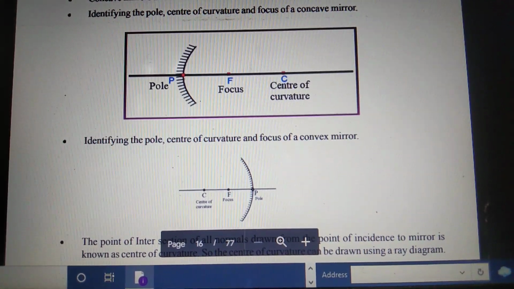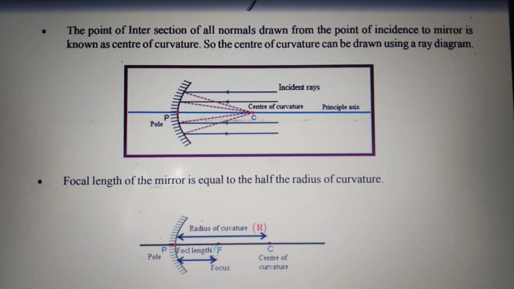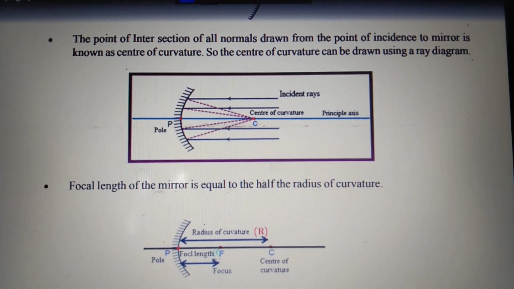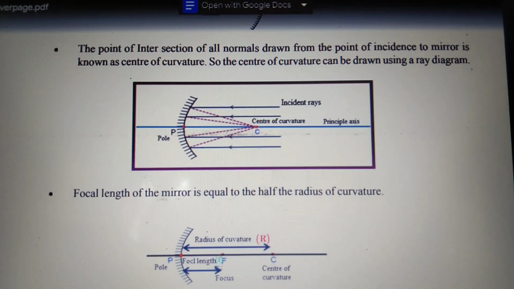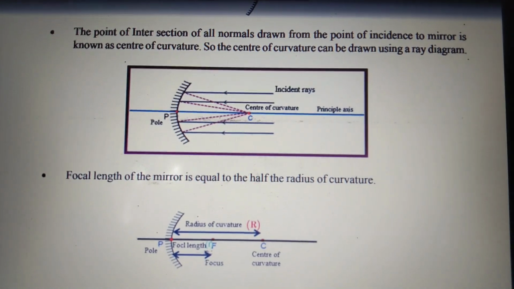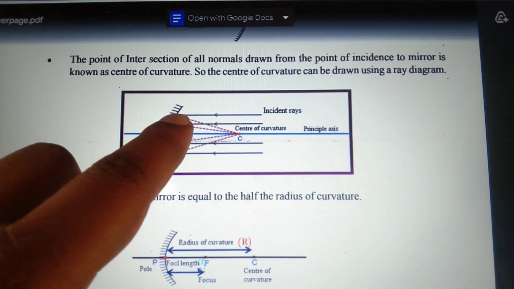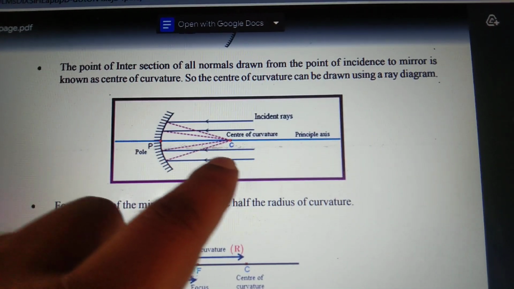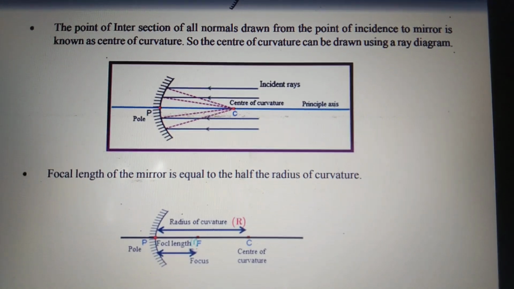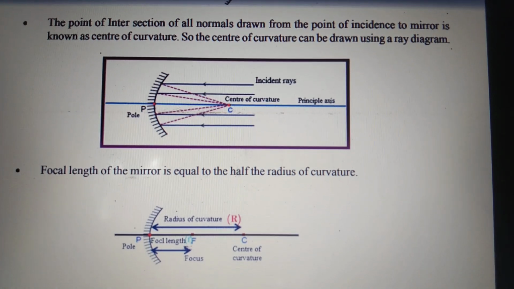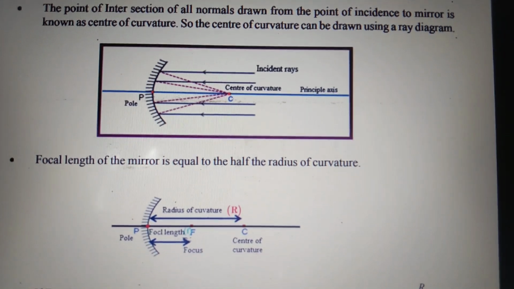Children, did you understand the difference between concave mirror and convex mirror? Yes. Now the point of intersection of all normals drawn from the point of incidence to the mirror is known as center of curvature. What do you mean by center of curvature? The point of intersection. See, this is our point of intersection of all normals. This is incident ray, normal. The point of intersection of all normals drawn from the point of incidence to the mirror is known as center of curvature. So the center of curvature can be drawn using a ray diagram.